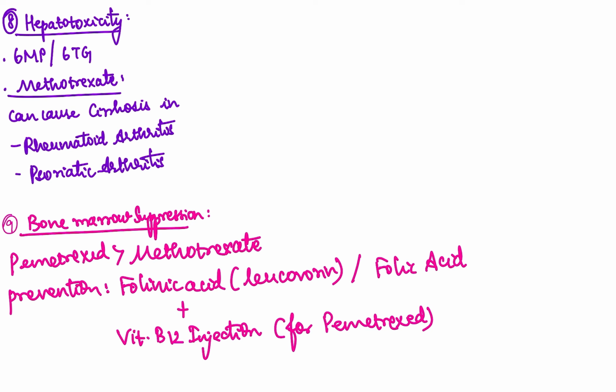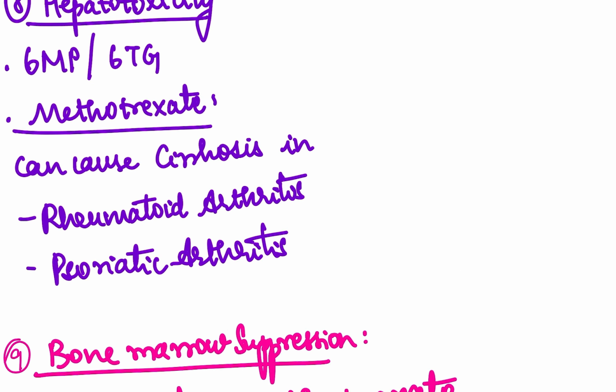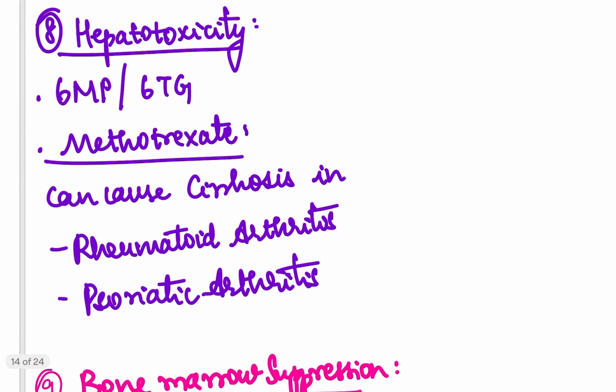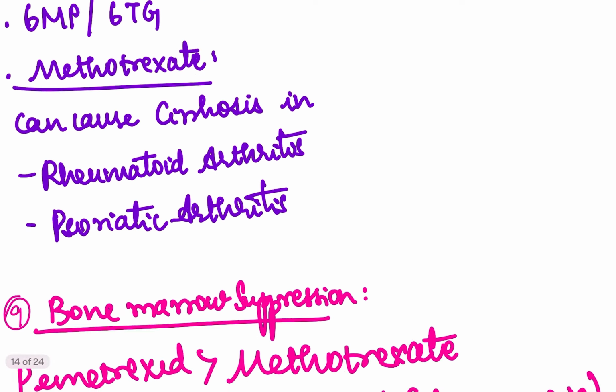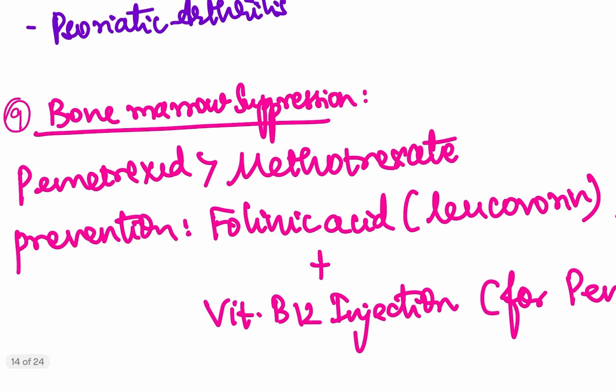The next is hepatotoxicity. Hepatotoxicity because of 6-mercaptopurine and 6-TG. Methotrexate is also hepatotoxic, and methotrexate can also cause cirrhosis, especially in rheumatoid arthritis and psoriatic arthritis patients. So hepatotoxicity is mainly because of 6-mercaptopurine, and it's also because of methotrexate.